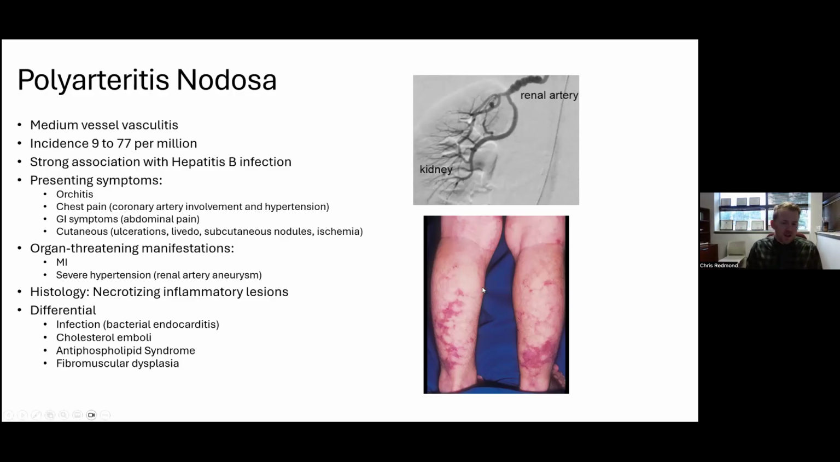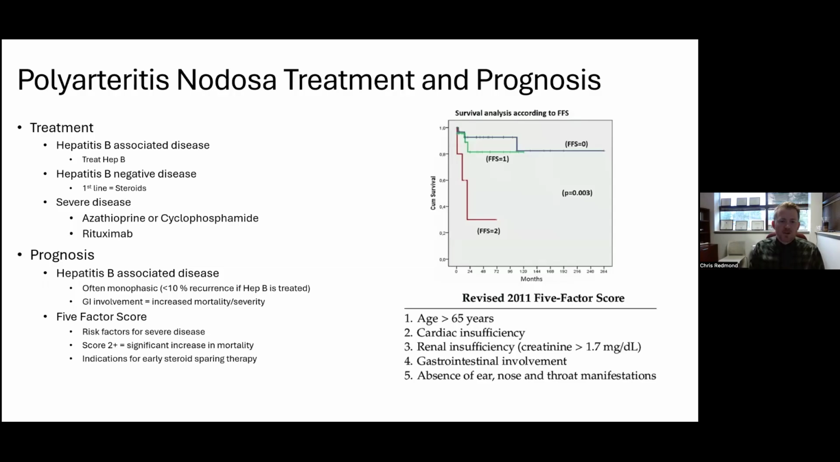Things to think about in this, if it's more of the symptoms rather than the actual vessel swelling, you can have endocarditis, cholesterol emboli, or antiphospholipid syndrome. Another thing that can cause a similar appearance in the renal arteries and other vascular lesions that can look like PAN would be fibromuscular dysplasia, although they wouldn't have any of the inflammatory symptoms that you typically see with PAN. So treatment and prognosis is a little bit interesting. So it's associated with hepatitis B infections.